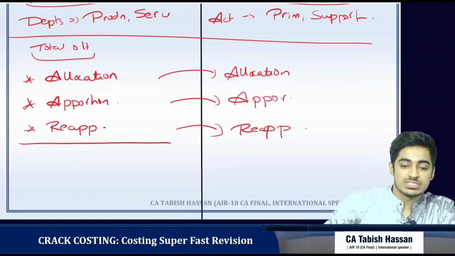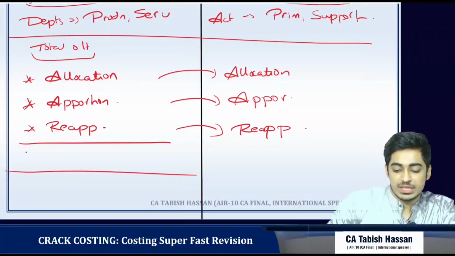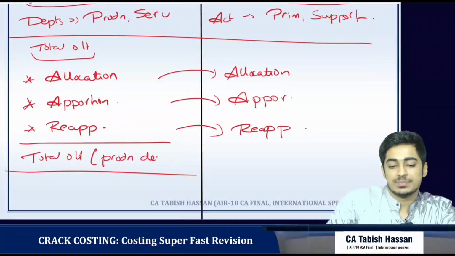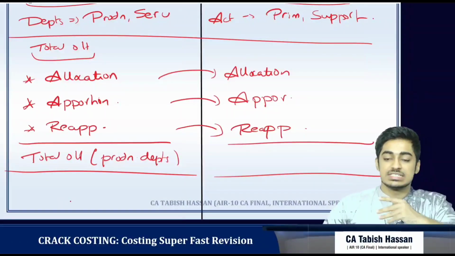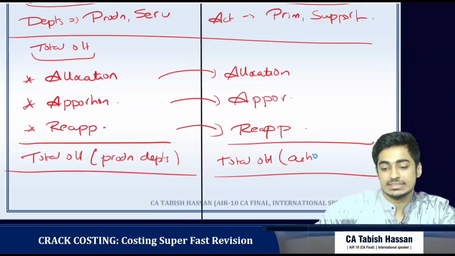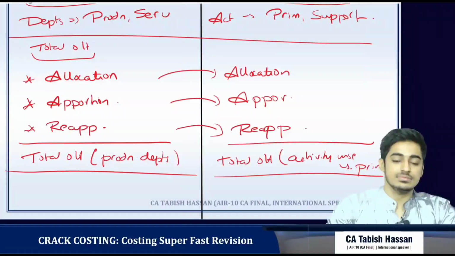So what is the final outcome of allocation, apportionment and reapportionment? We get the total overhead for production departments. And what is the total outcome of these 3 steps in activity based costing? We get the total overhead activity wise. That is, we get it for all the primary activities, right?